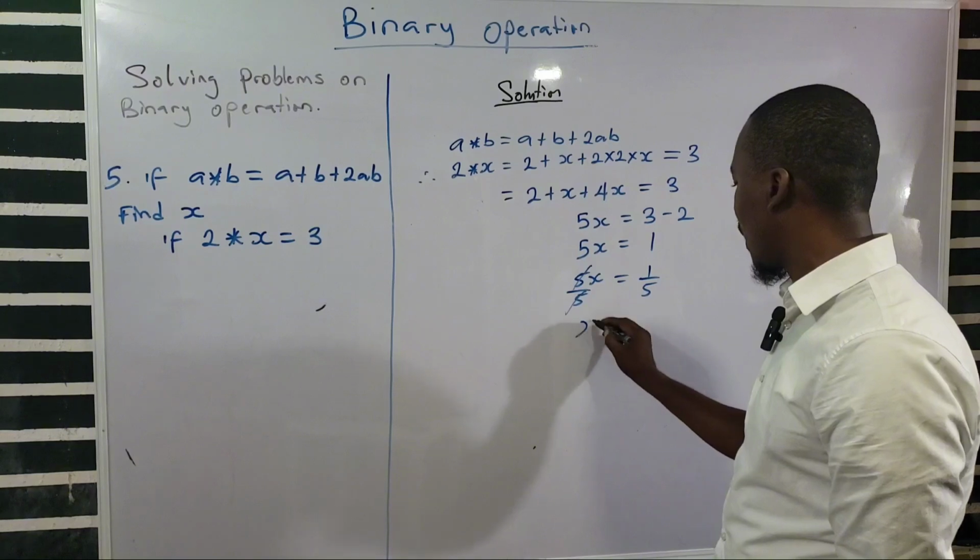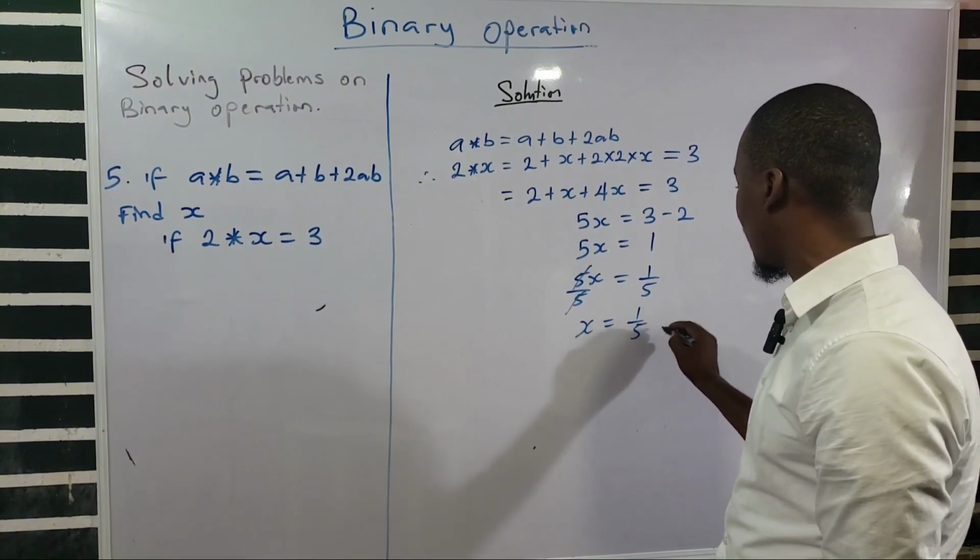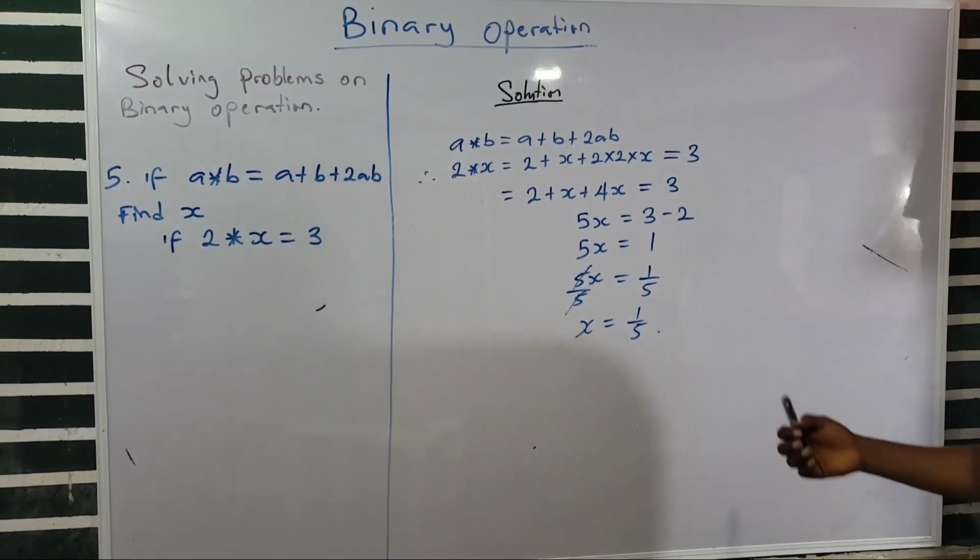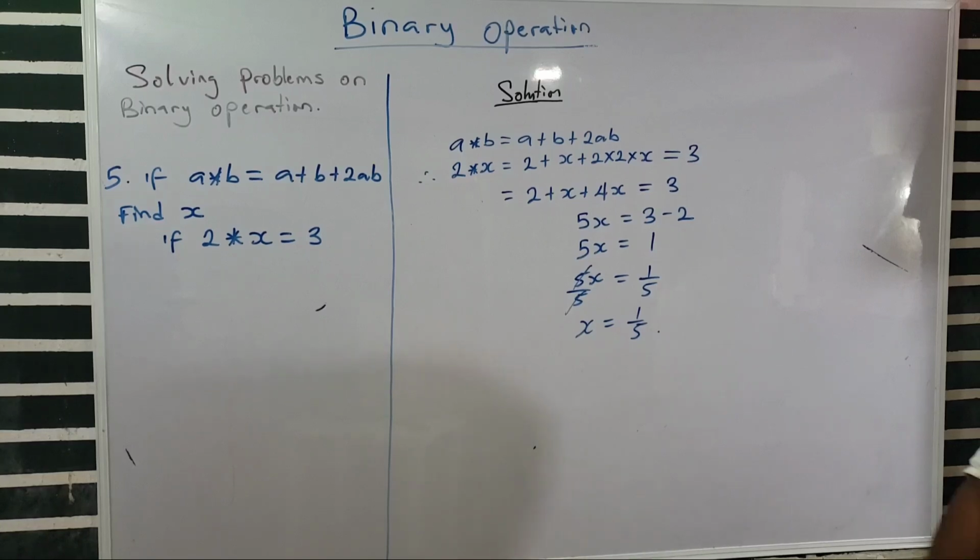This and this will go. We have s equals to 1 over 5. Okay, so you can see, as simple as that. So let's solve our last question.